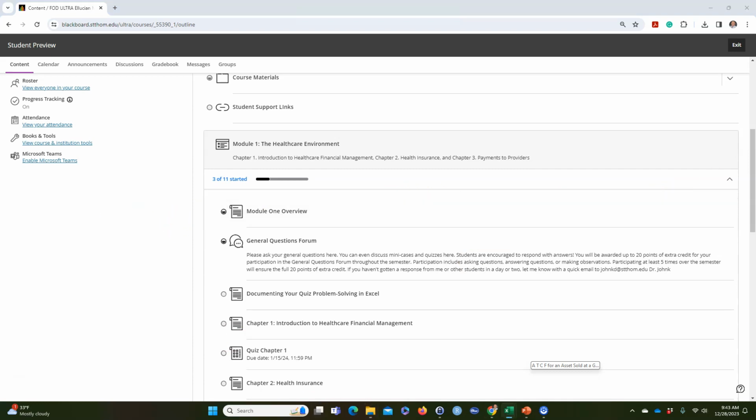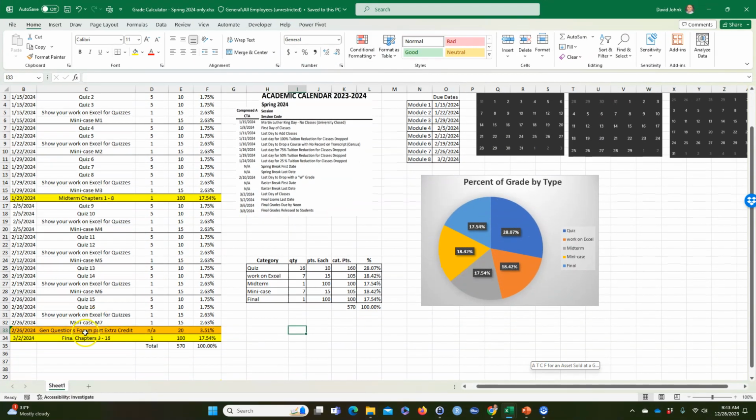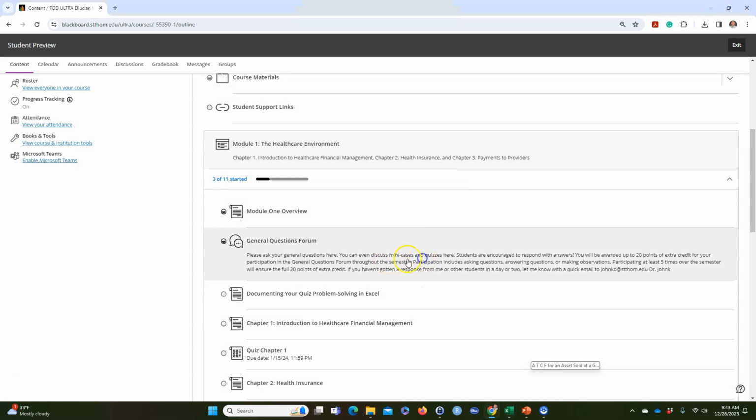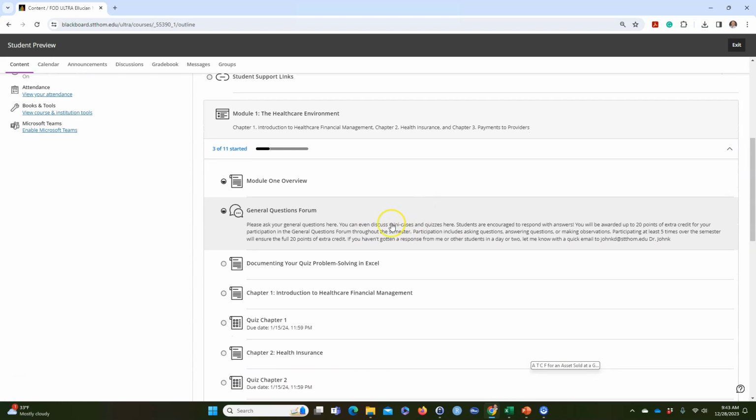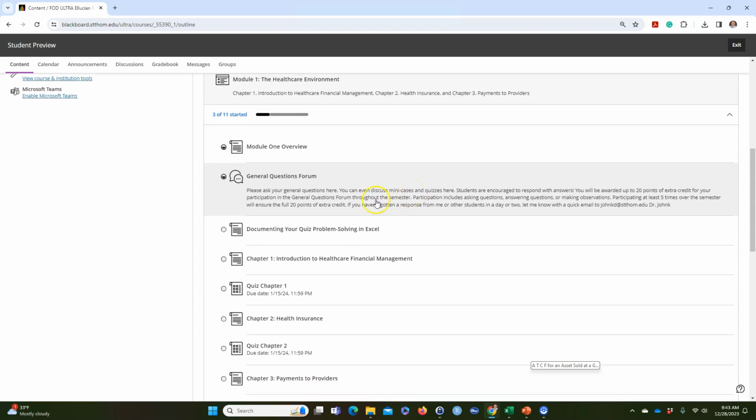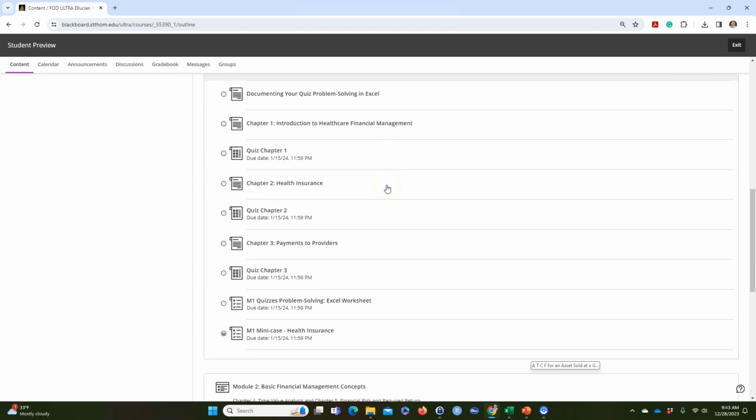Your grade calculator. I'll give you extra credit here. 20 points extra credit if you're participating in there. So if you're asking questions or you're answering questions or making observations, if you do it at least 5 times during the semester, so that's a good place to ask questions too. In many cases, with quizzes, you can actually ask questions about them here too. So don't forget that that's a good resource, right?